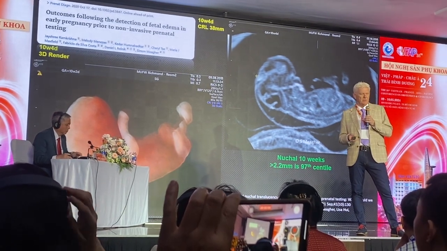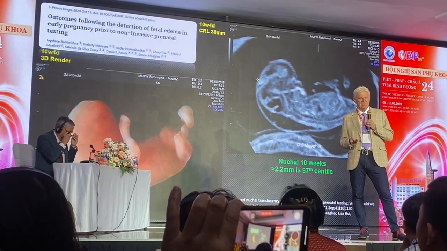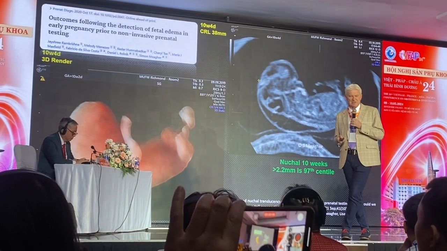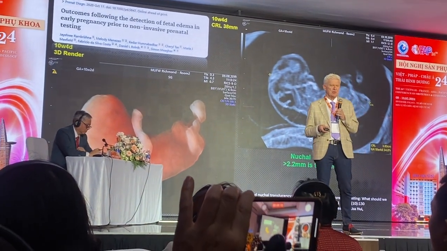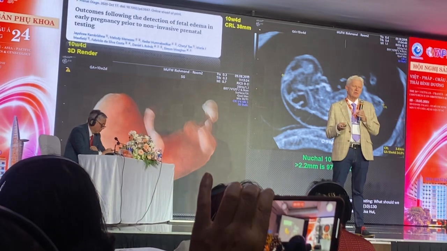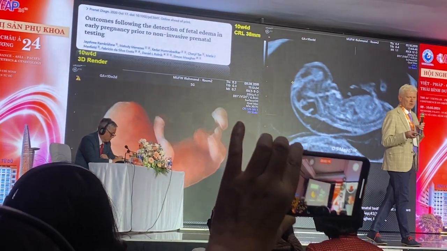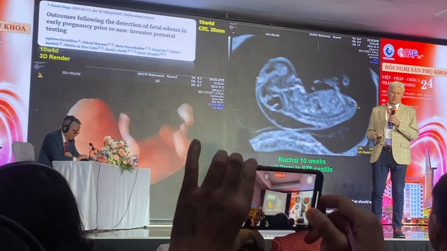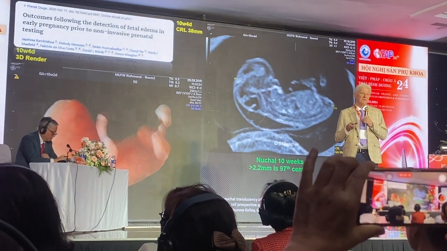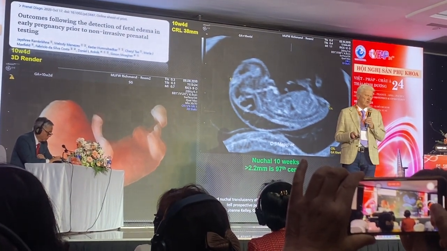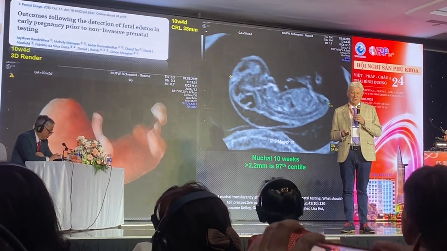What we found, and we published in Prenatal Diagnosis, is that 1% of all pregnancies will present with an increased nuchal translucency. And of those, 25% of them will have a chromosomal abnormality or structural abnormality. So it's a very important finding in drawing blood for cell-free DNA at 10 weeks.